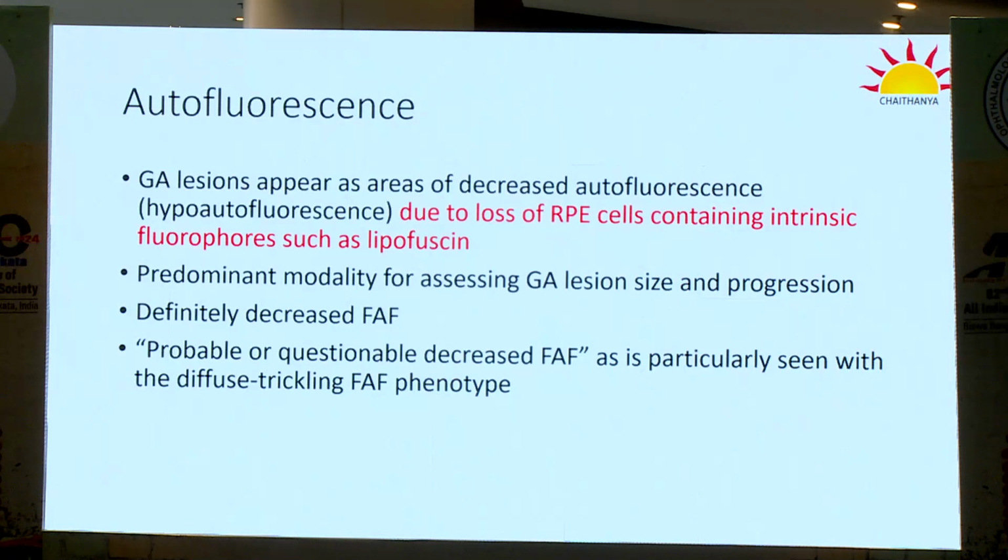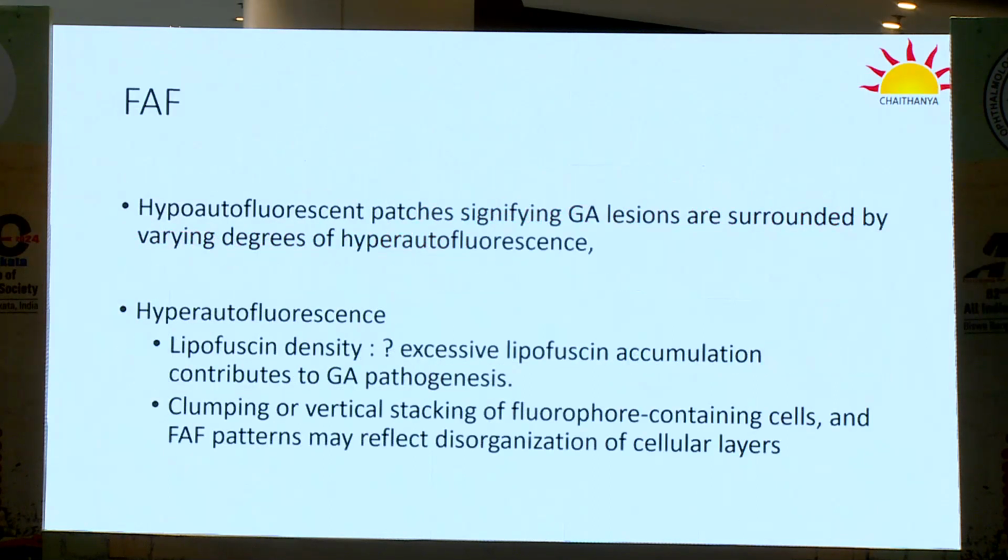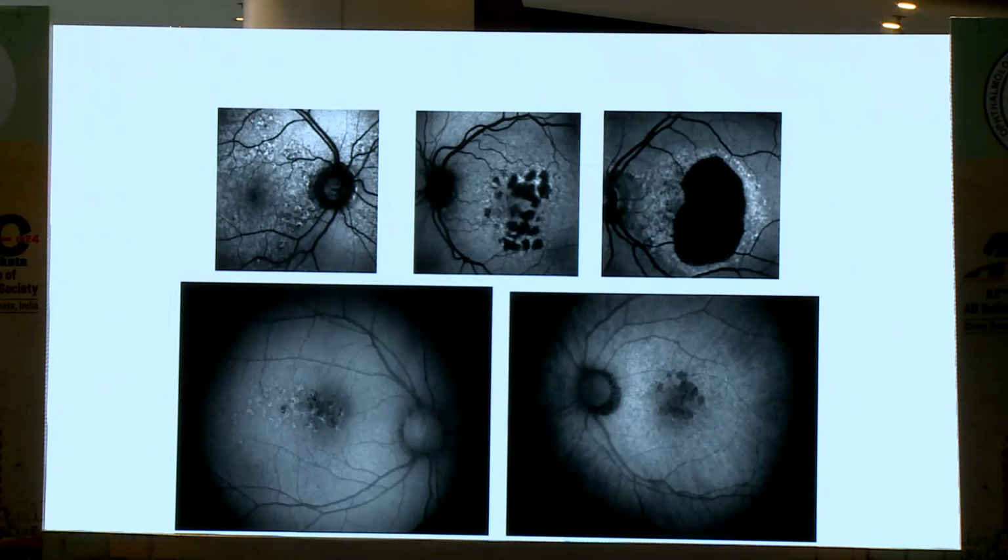Just coming quickly to autofluorescence. The autofluorescence is based on the principle of the presence of lipofuscin inside the RPE, and the absence of lipofuscin is what creates these beautiful images of geographic atrophy. So you can see confluent geographic atrophy at the extreme right, and you can see patchy geographic atrophy. And when it is hyper autofluorescent, those are the RPE that is going to go into geographic atrophy.